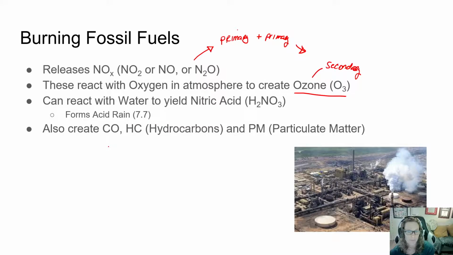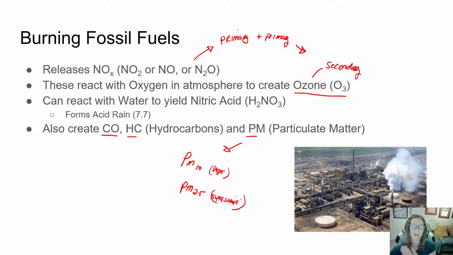Okay, we can also create things like carbon monoxide, hydrocarbons, and PM, just particulate matter. The PM we talked a little bit about: there's PM10 and there's PM2.5. PM10 is a little bit larger, but when I say larger, it's still super tiny, and these are super small. The problem with super small ones is they can get way inside your lungs, into your trachea, way deep down inside, and it can cause harm inside your bodies.